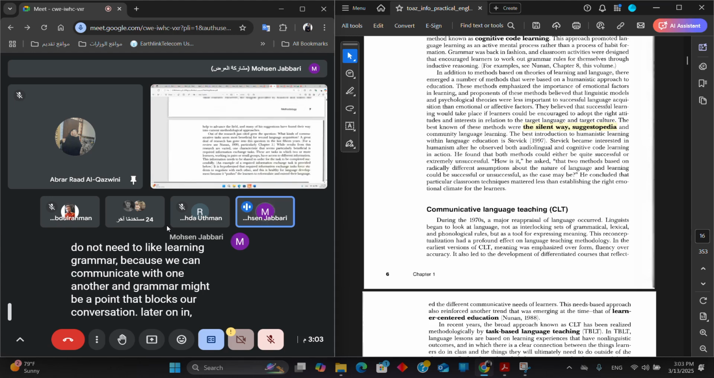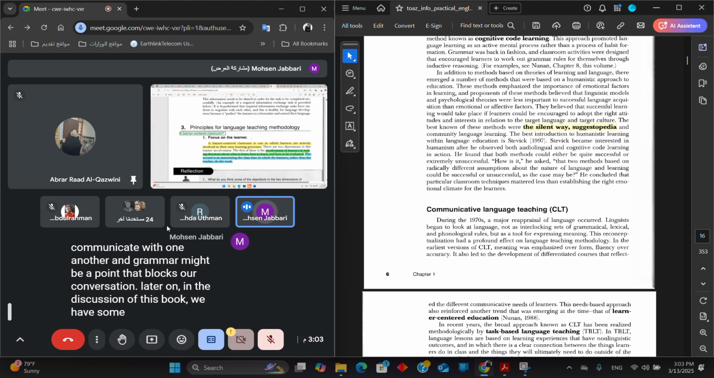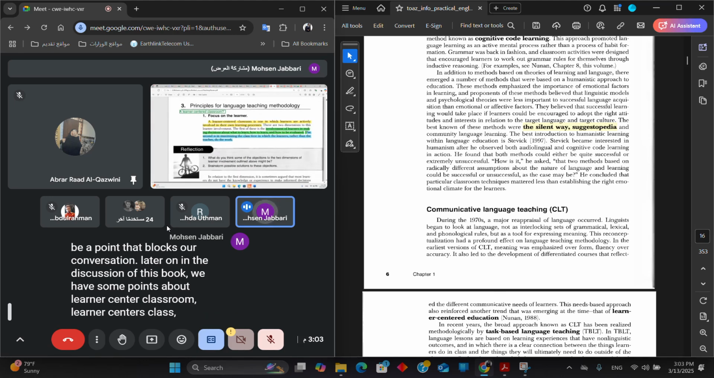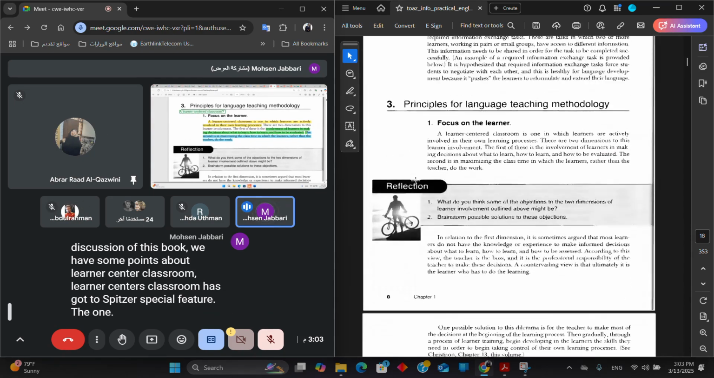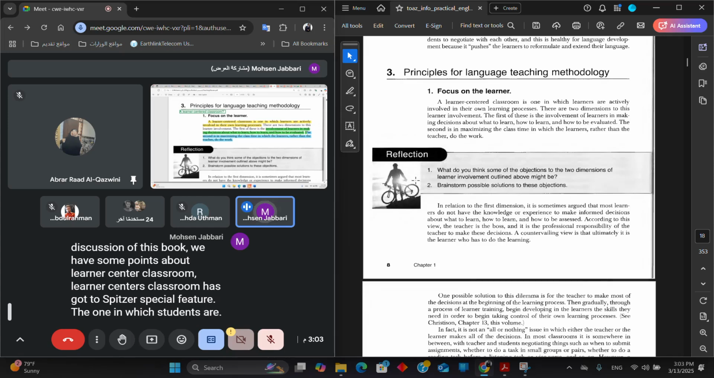Later on in the discussion of this book, we have some points about the learner-centered classroom. A learner-centered classroom has a special feature: the one in which students are actively involved in their own learning process is going to be a learner-centered classroom.